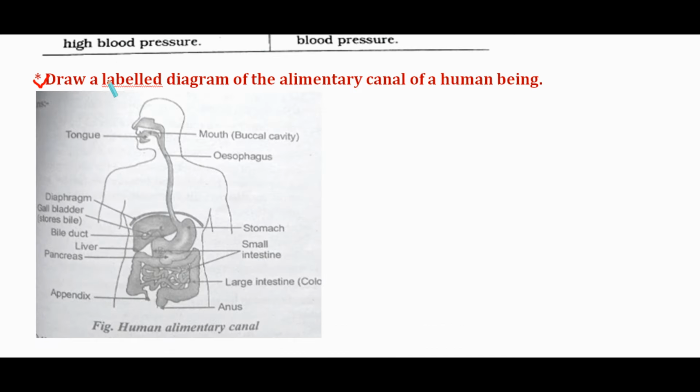Now the next question: draw a labeled diagram of the alimentary canal of human being. And this is the diagram, you have to practice it. Tongue, mouth, buccal cavity, esophagus, stomach, small intestine, large intestine, anus, appendix, pancreas, liver, bile duct, gallbladder, diaphragm. And you have to practice it in your copy.